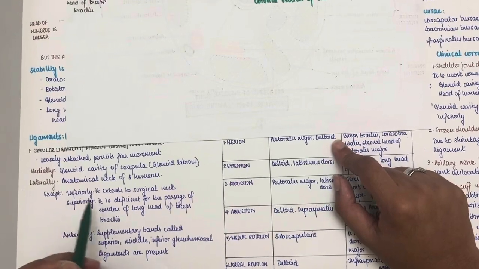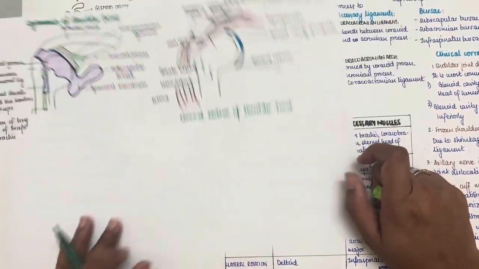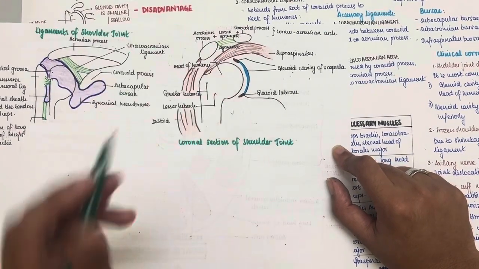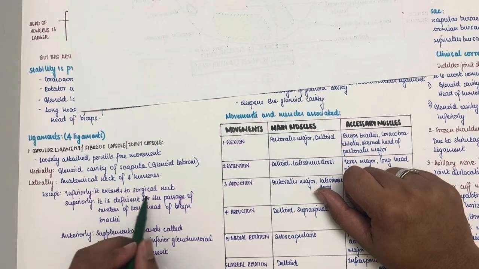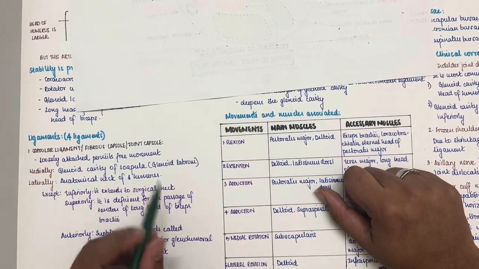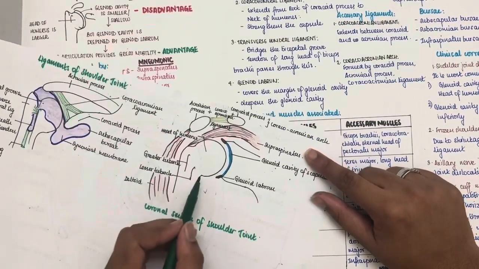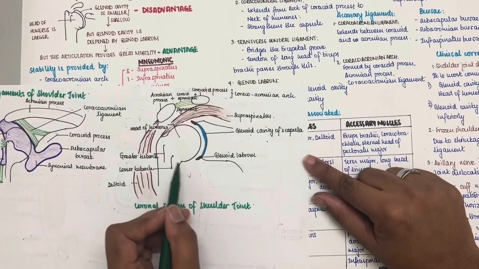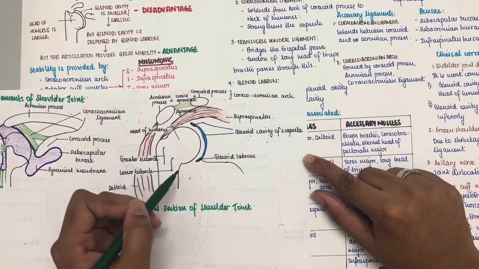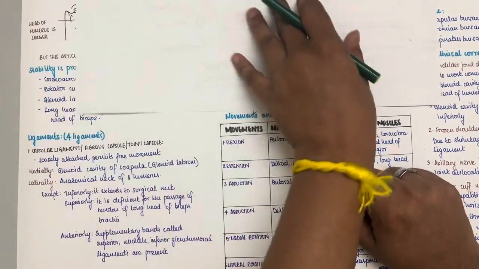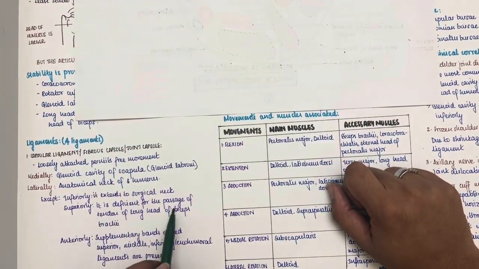There are few exceptions in this, that is inferiorly, that below, this is the inferior part. Inferiorly, the capsular ligament extends up to the surgical neck. So here, this is the surgical neck. So inferiorly, it extends to the surgical neck. And then superiorly, it is deficient for the passage of tendon of long head of biceps brachii.